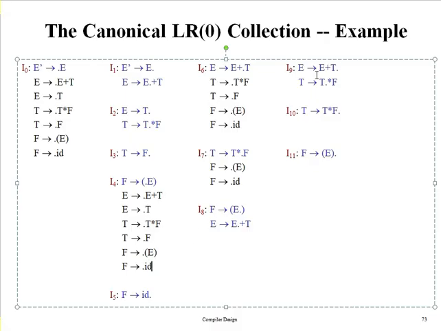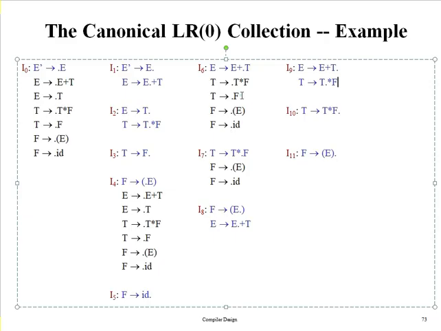So I9 is generated from I6. That is go to of I6 comma T. So the only production rules are the first two, because the first two have the non-terminal T after dot. So this is how we can generate I9 from I6, and I10 can be generated from I7.